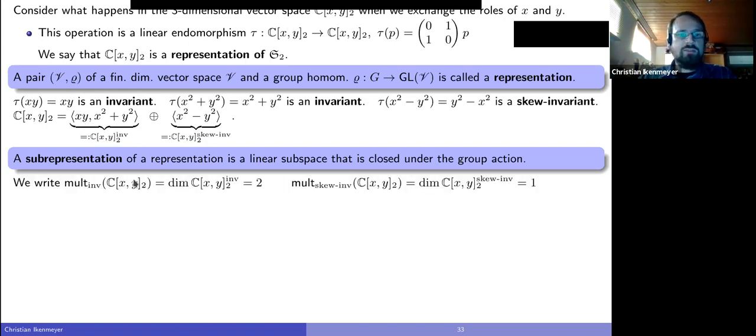Now if you count the dimensions of these spaces, we call this the multiplicity. The multiplicity of the invariants in this three-dimensional vector space is 2, and the multiplicity of the skew invariants in this vector space is 1. So there are 2 invariants and one skew invariant. It's just counting here.